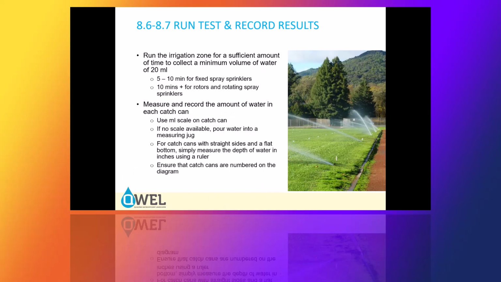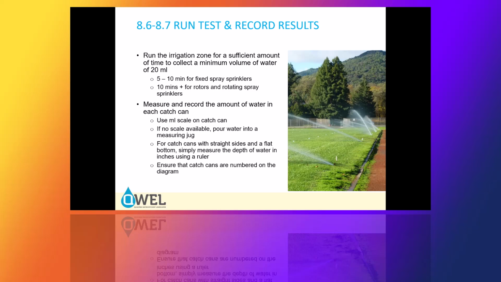Next, we're going to run the test and record the results. So we're going to run the irrigation zone for a sufficient amount of time to collect a minimum of 20 milliliters in the catch cans. For a typical manufactured catch can, we want at least 20 milliliters. Typically, it's 5 to 10 minutes for a spray, or 10 minutes plus for rotors.